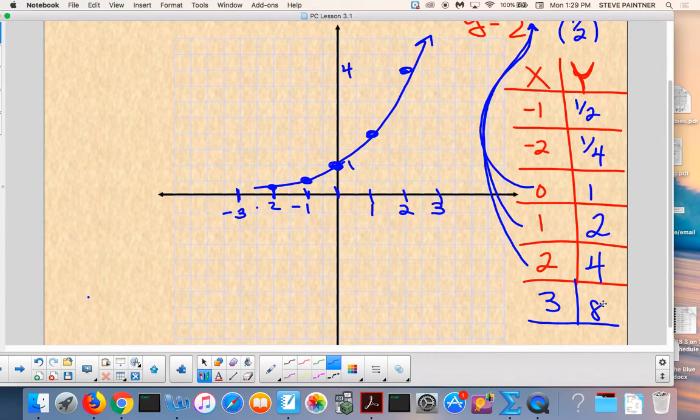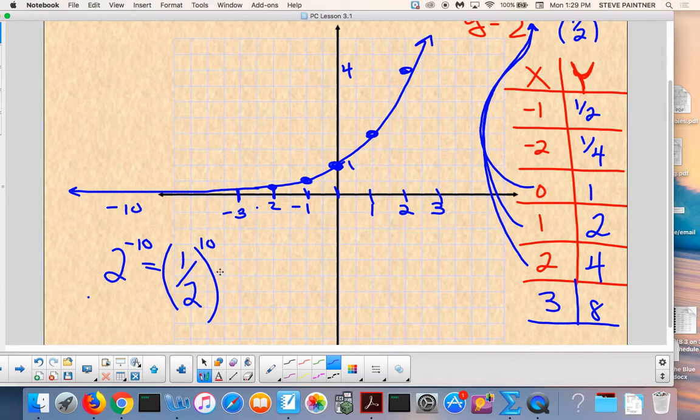Never? Never. You sure? Yes. So if I go negative 10, you're saying it's never going to hit. It's just going to go right along. Okay, let me check it out. Ready? What was it? 2 to the negative 10, which is really flip the base, 1 over 2 to the what? 10. 2 to the 10th.